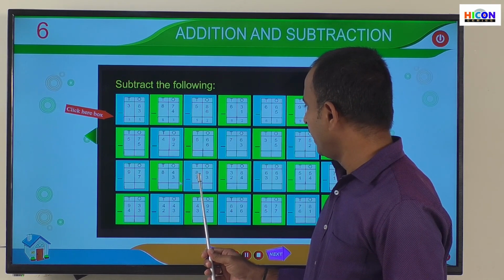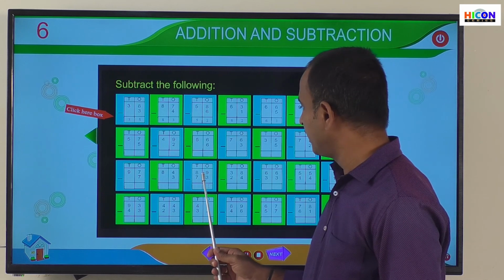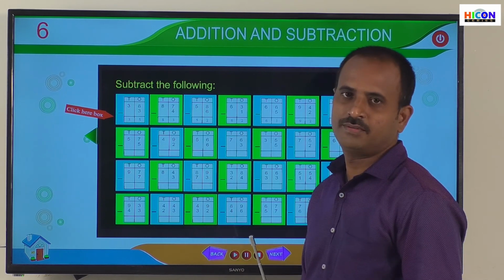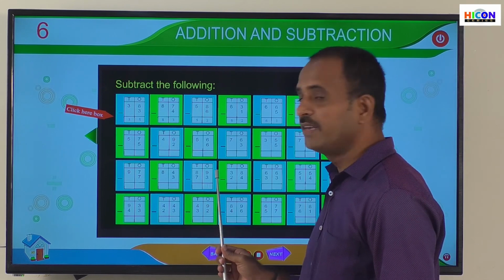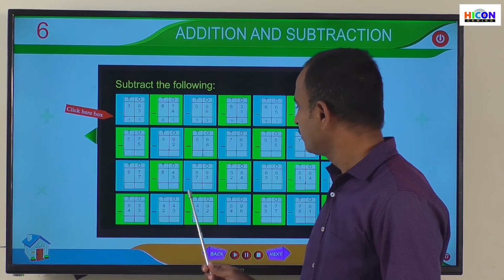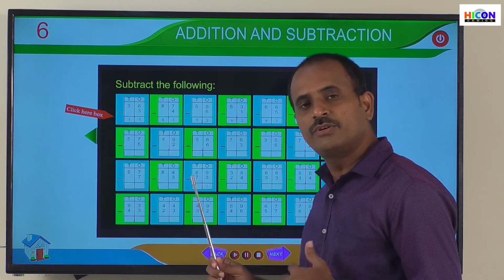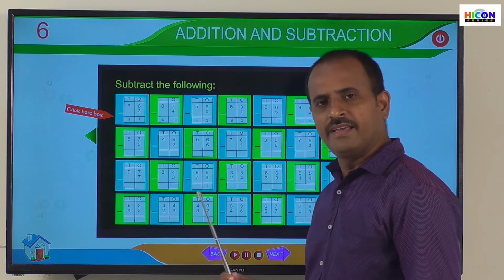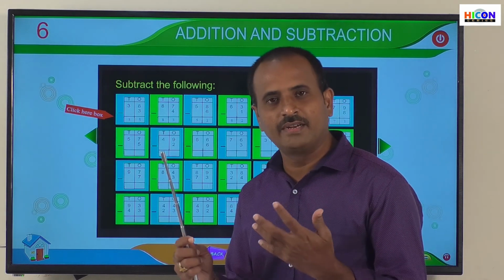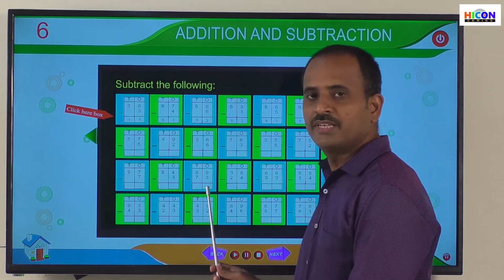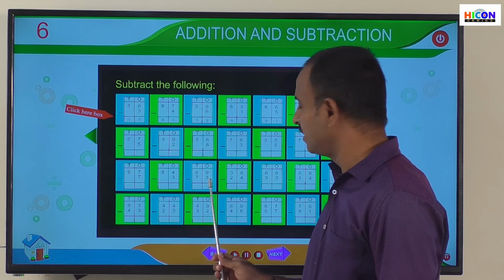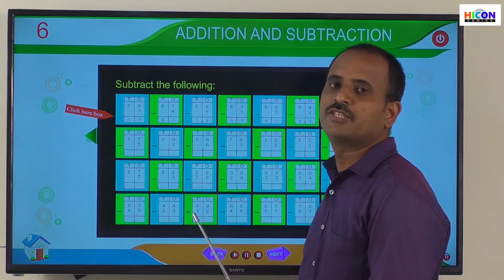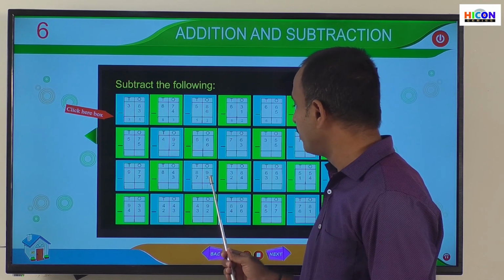The first number is 89 and the second number is 73. So here the first number 89 is a 2-digit number and 73 is also a 2-digit number. Here both are 2-digit numbers. So again the same process. Subtract the digits present in the ones place first. What are the digits present in the ones place? 9 and 3 are present in the ones place. That is 9 minus 3.